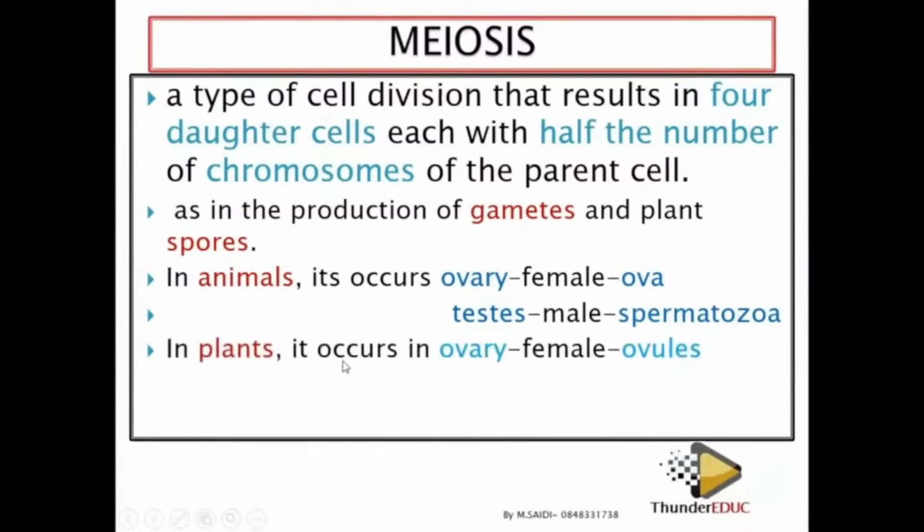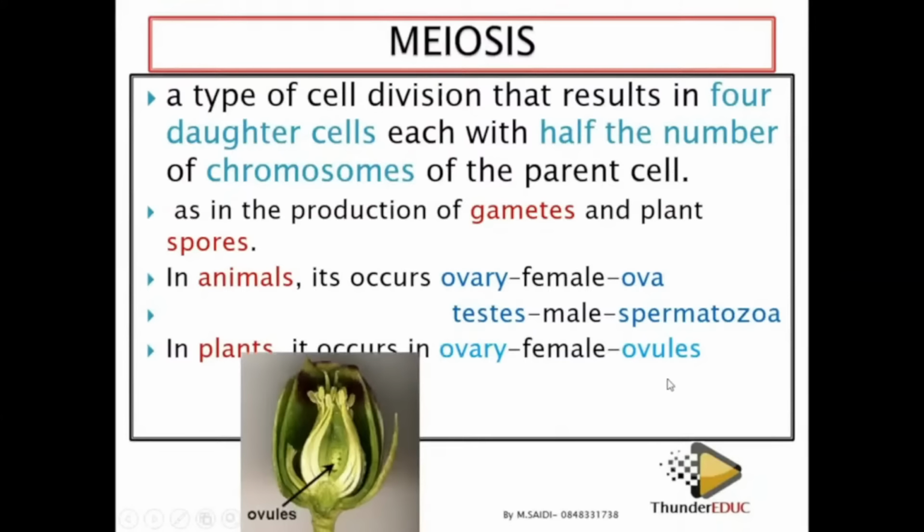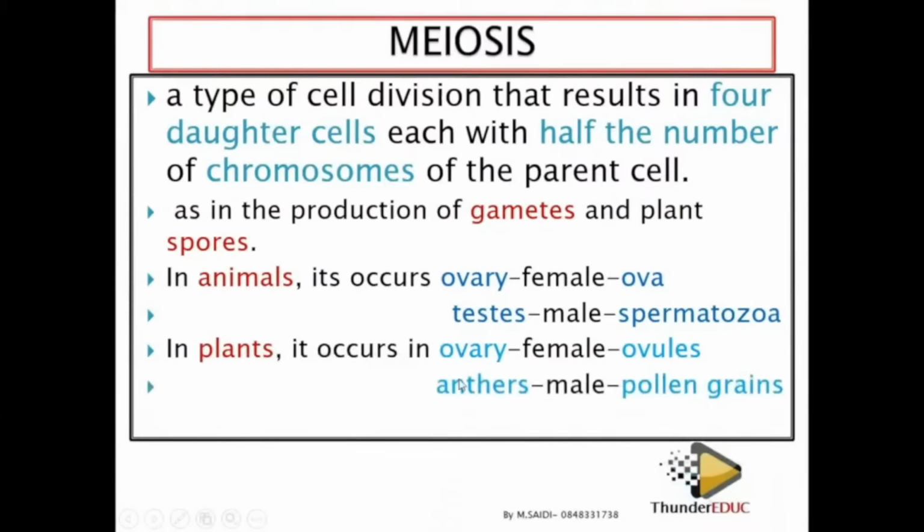What about in plants? In plants it occurs in the ovary still, and the ovary produces what are called the ovules. Meiosis also occurs in the anthers, and what is produced is the pollen grain. So the question can come and say: other than the ovary in animals, which other place does meiosis occur? That is the testes, and it produces the spermatozoa. And in plants, it occurs in the ovary and produces the ovules.